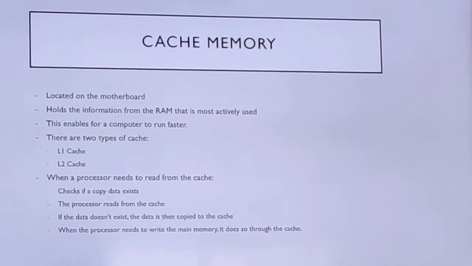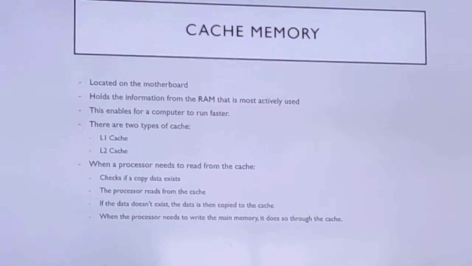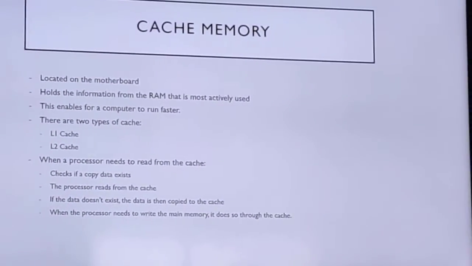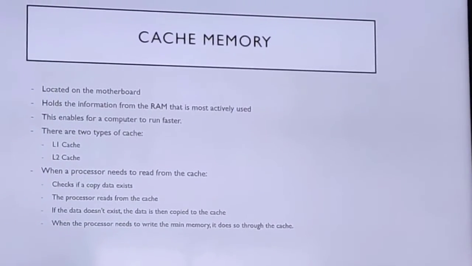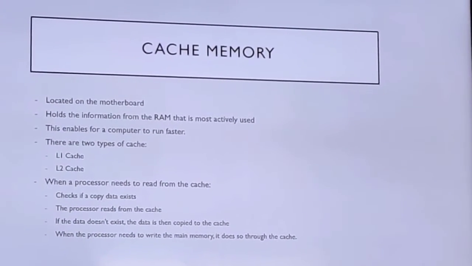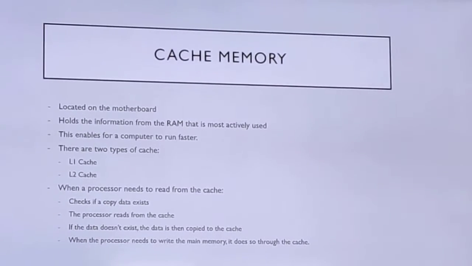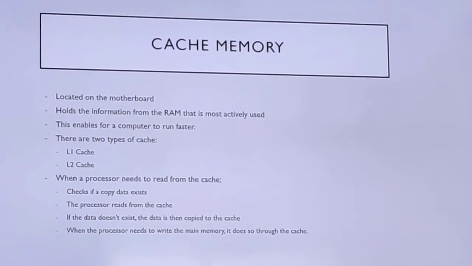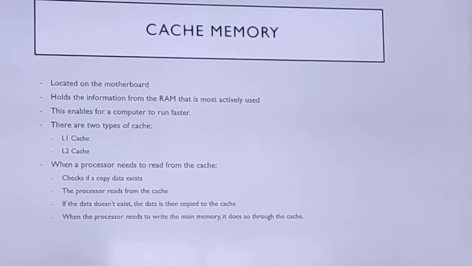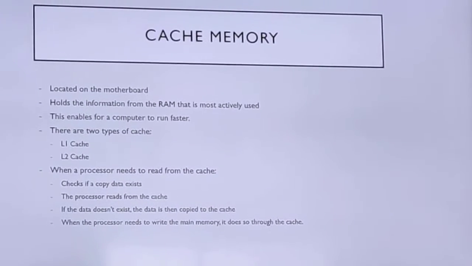And cache memory. It's just like RAM. It's located on the motherboard, and it holds the information from the RAM that is most actively used, thus enabling the computer to run faster. And there are two types of cache, level 1 cache and level 2.